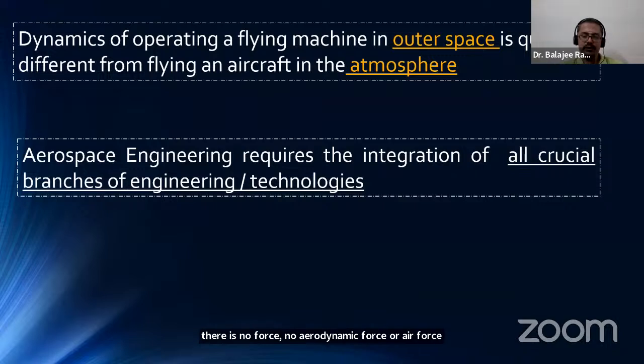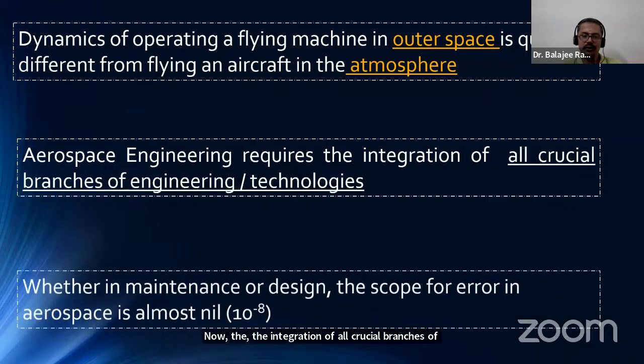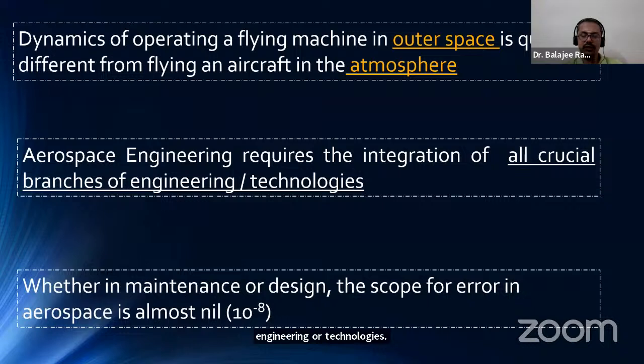Now, aerospace engineering requires the integration of all crucial branches of engineering or technologies. Whether you want maintenance or right from design, the scope for error in aerospace is almost nil. That is of the order of 10 power minus 8. 10 power minus 6 is 1 in a million. So this is 1 in 100 million. That is the kind of error we can tolerate in aerospace, because we're dealing with extremely crucial aspects which have to work in tandem with everything else, synchronize with everything else perfectly.